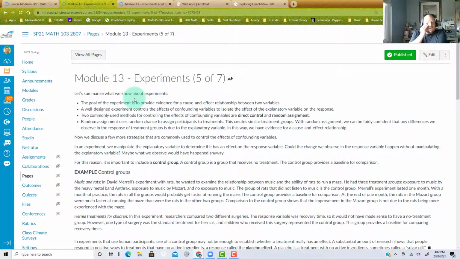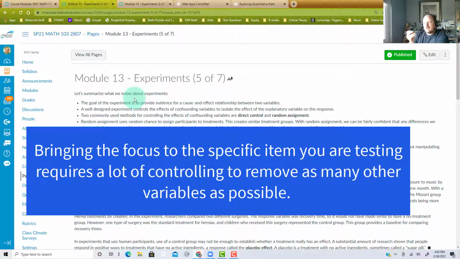Now let's talk a little bit about a couple other pieces here. When we have these groups, one of the big pieces we want to do is try to control as much as we can. I mentioned that. But one of the nice pieces when you're doing an experiment is known as a control group. So you have to balance that. What is a control group?